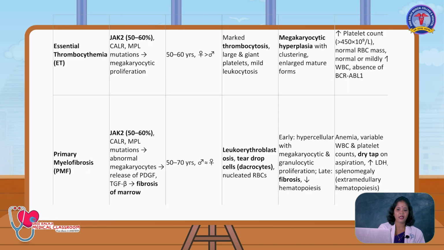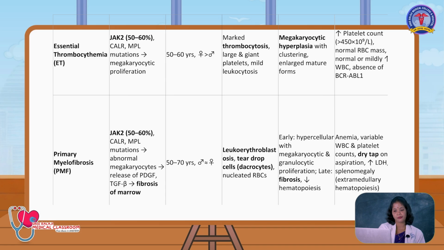Essential thrombocythemia, here you will have JAK2 mutations. It occurs in the age group of 50 to 60 years. Marked thrombocytosis will be there, with giant platelets and mild leukocytosis. Megakaryocyte hyperplasia will be encountered in the bone marrow. Lab investigation shows an increase in the platelet count of more than 4,50,000, and BCR-ABL absence will be there.